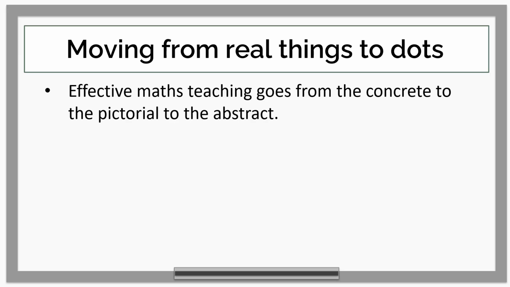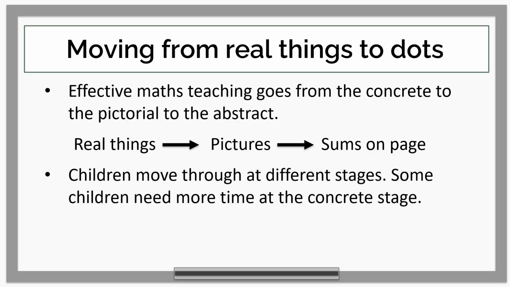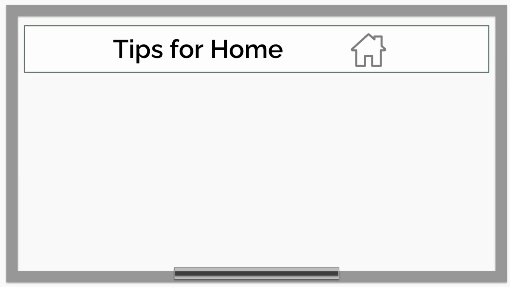Moving from real things to dots. Effective maths teaching goes from the concrete to the pictorial to the abstract. So we start with our real things, we move to pictures, and then we move to our sums on the page. Children move through it at different stages, and some children need more time at the concrete stage or maybe more time at the pictorial stage. And then it is also important when children are ready to move them to the pictorial and the abstract.